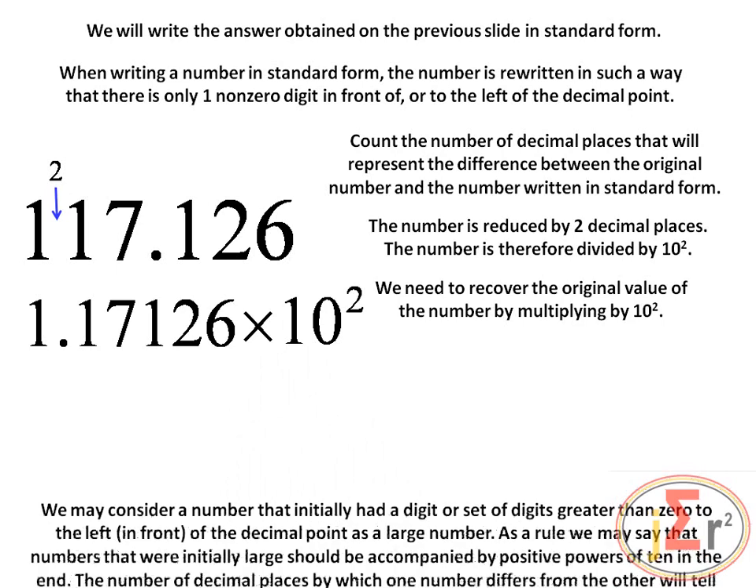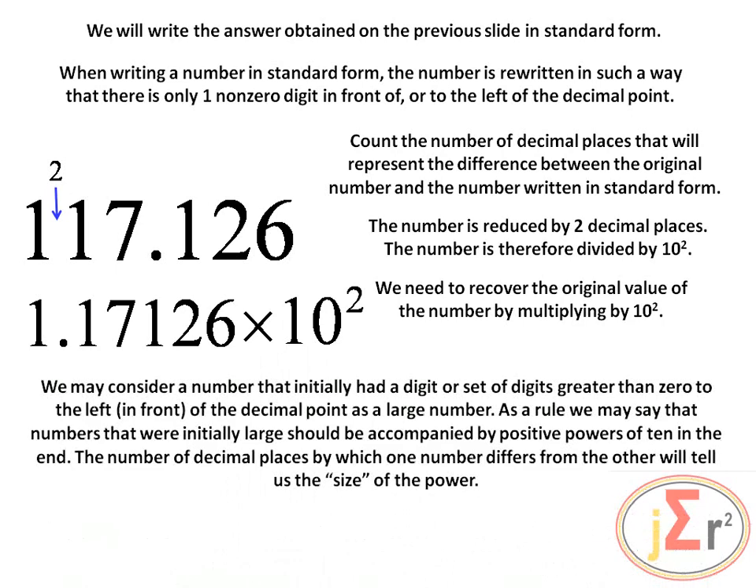There it is. We may consider a number that initially had a digit or set of digits greater than 0 to the left or in front of the decimal point as a large number. As a rule, we may say that numbers that were initially large should be accompanied by positive powers of 10 in the end. The number of decimal places by which one number differs from the other will tell us the size of the power.